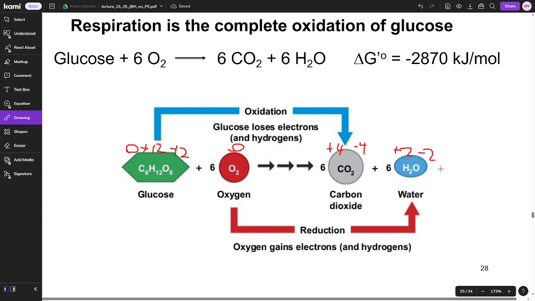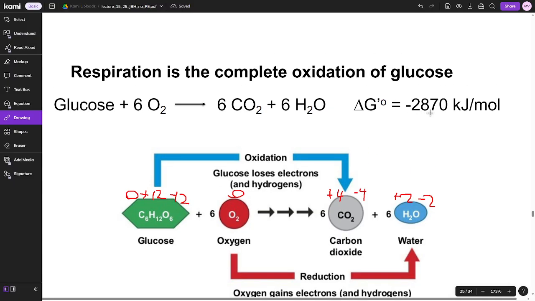So you can tell that oxygen goes from 0 to -2, so it is reduced. It's gaining electrons. OIL RIG, you can think about it: oxidation is losing electrons and reduction is gaining electrons, so we're going from a more positive number to a more negative number. And for the carbon here, we're going from a neutral, just 0, to a +4 value, so it's being oxidized. And notice how negative this is.